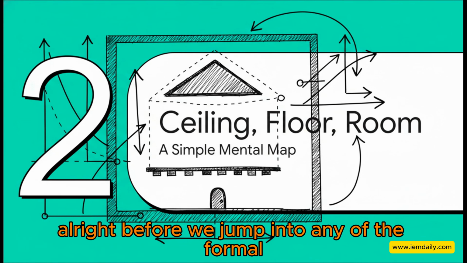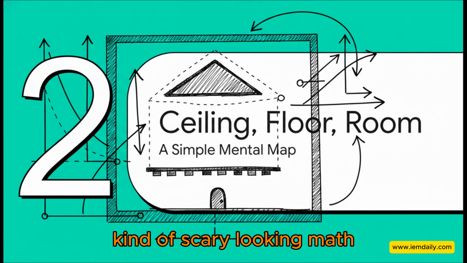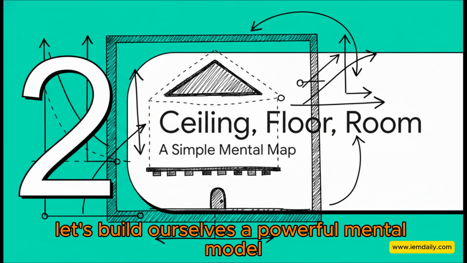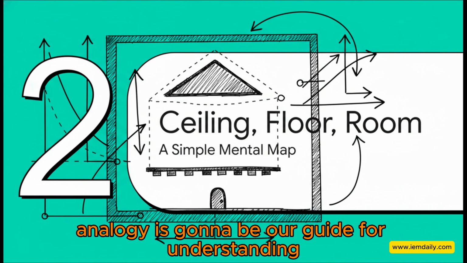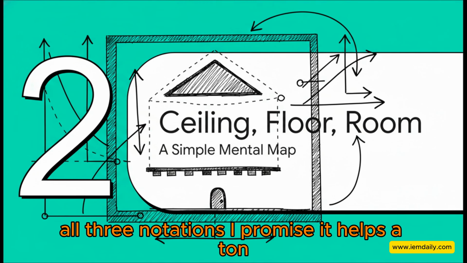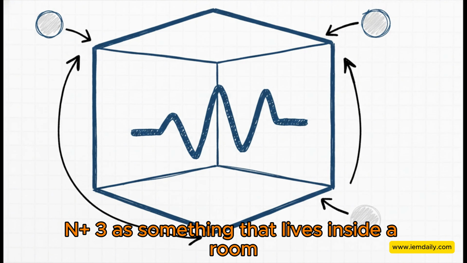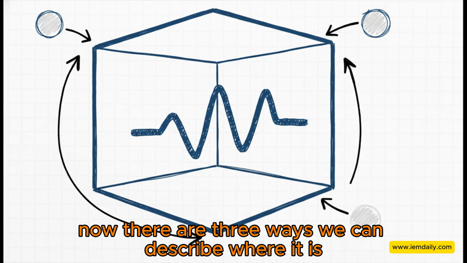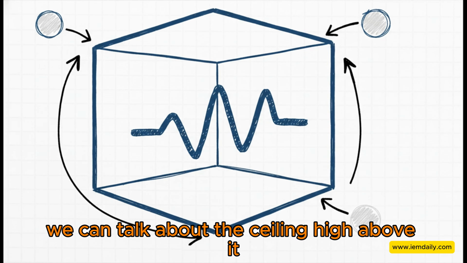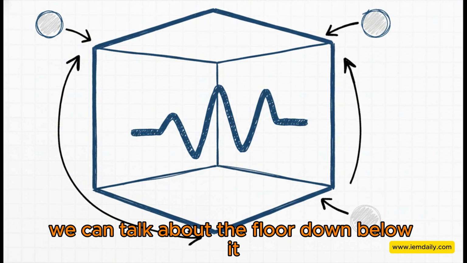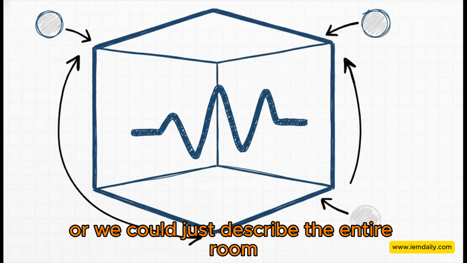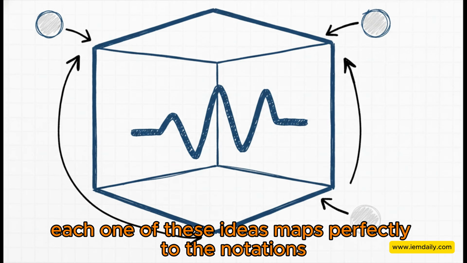All right, before we jump into any of the formal, kind of scary-looking math, let's build ourselves a powerful mental model. This simple analogy is going to be our guide for understanding all three notations. I promise, it helps a ton. I want you to picture our function, that 2n + 3, as something that lives inside a room. Now there are three ways we can describe where it is. We can talk about the ceiling high above it, we can talk about the floor down below it, or we could just describe the entire room that it's stuck inside. Each one of these ideas maps perfectly to the notations we're about to learn.